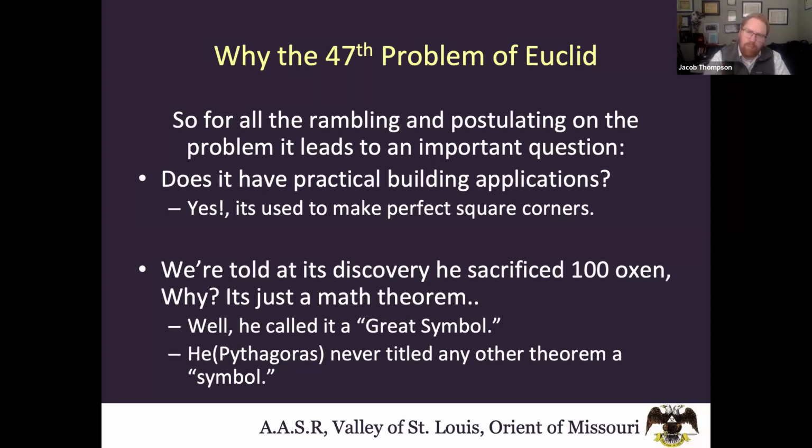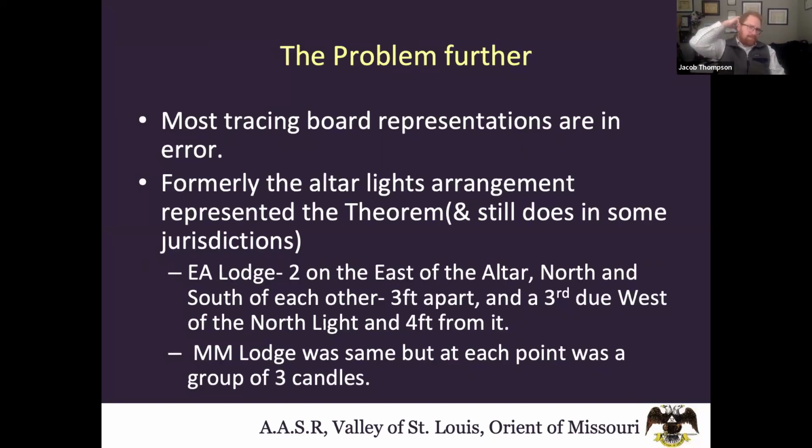But he does show reverence, at least in the theory of our ritual, as it being an important symbol. He calls it a great symbol. Now, of course, Pythagoras never titles any other theorem a great symbol itself. So some interesting things to think about there. Of course, we all know the story behind this as we discuss it has its own loose ends to be tied up. But in general here, why was it a great symbol? What makes the 47th problem so important? What leads us to that knowledge? Well, key to this, first off, for our own observations, most tracing board representations are in error.